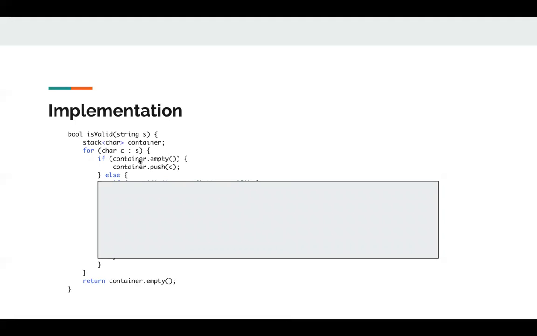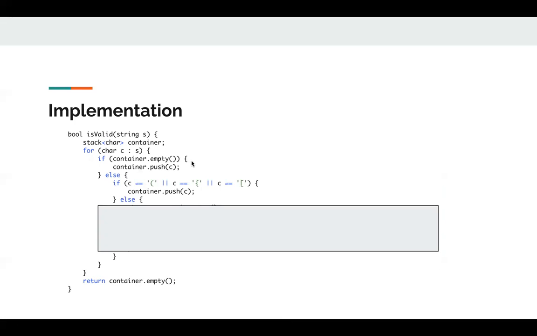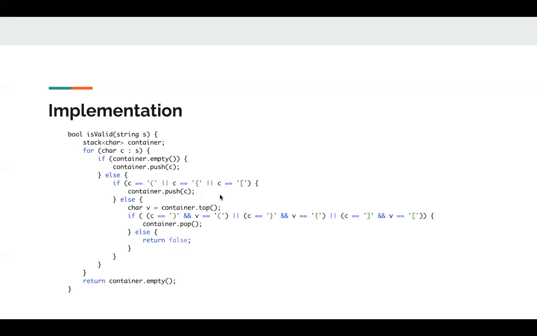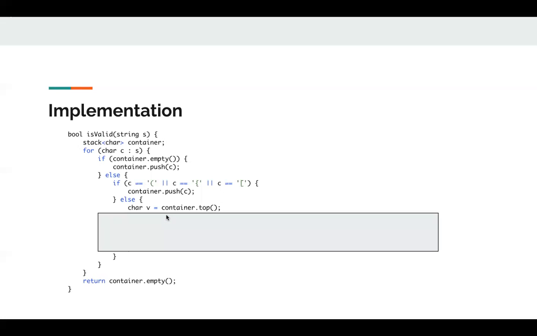If the stack is empty, we can just push the character into the stack, no matter if it's an open bracket or a closing bracket. Otherwise, the stack is not empty, so we need to check the current character. If the current character is an open bracket, we just push it to the stack. Otherwise, it's a closing bracket, so we should match it.